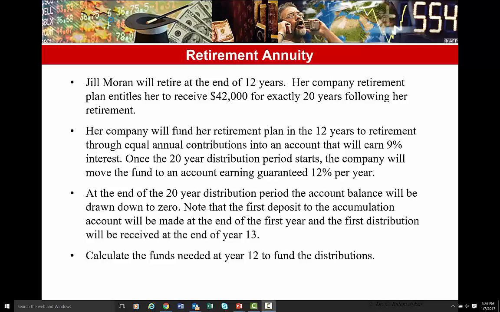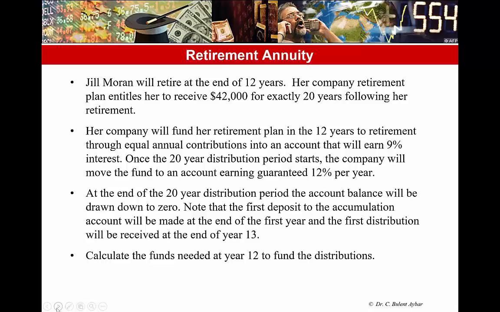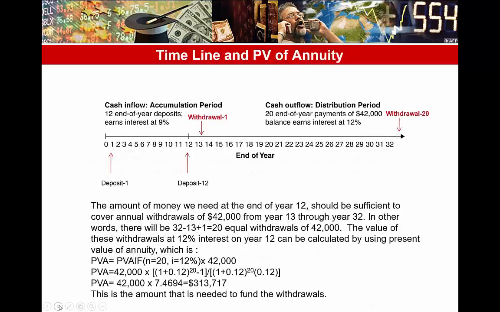So let's focus on the amount that is needed to finance or to accommodate these $42,000 withdrawals over that 20-year period. And naturally, we could find out the annual contributions that need to be made by the company to accumulate that sum at the end of the 12th year. So this is the challenge that we have, and we are going to address this issue in the next couple of slides.